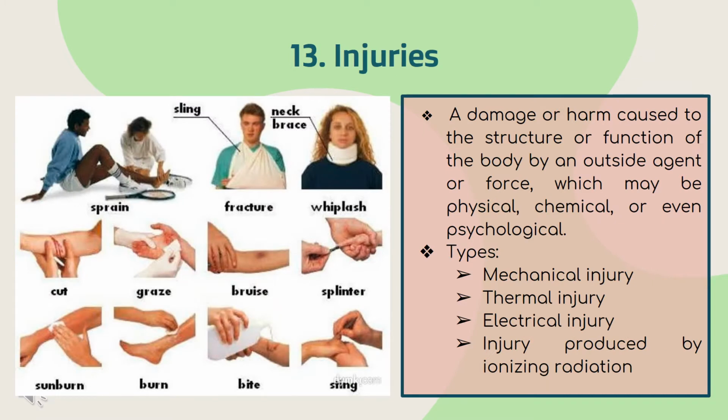Injuries. These are damages or harm caused to the structure or function of the body by an external agent or force. Types: we have mechanical injury, thermal injury, electrical injury, and injury produced by ionizing radiation. Critical injuries involve head injury, concussion, and spinal injury. So there are ways to prevent these types of injuries in the head, neck, and back.